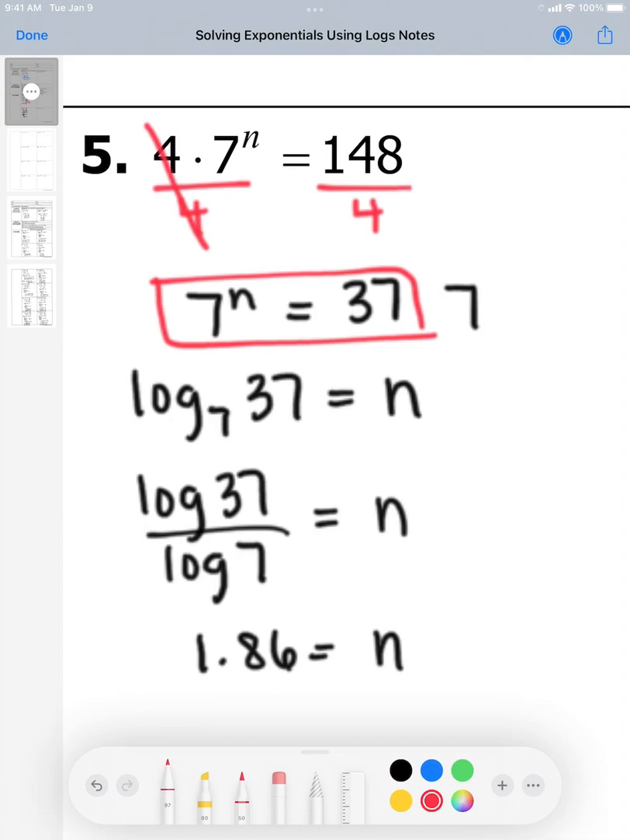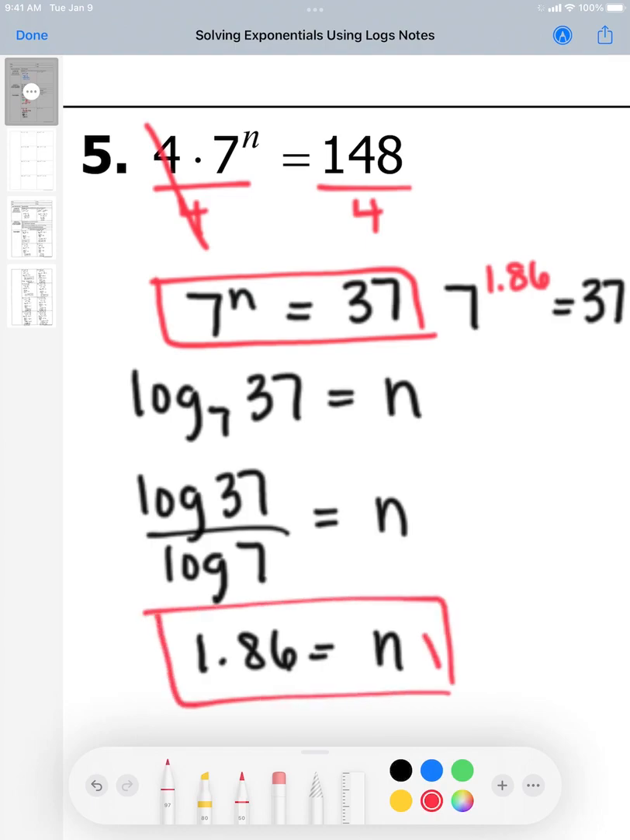7 to the power of 1.86, because that's my n, that's what we're saying n is. Does that give me close to the number 37? And if you put it in the calculator, you'll know that yes, it does. Therefore, I could say 1.86 is a solution. So you always have to check, okay? Always check.